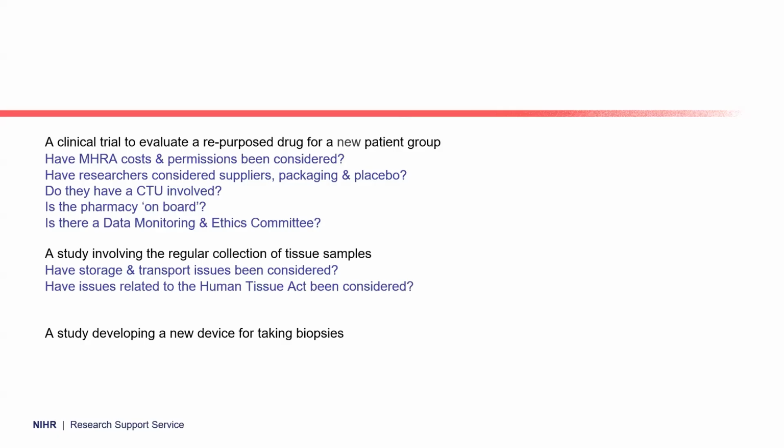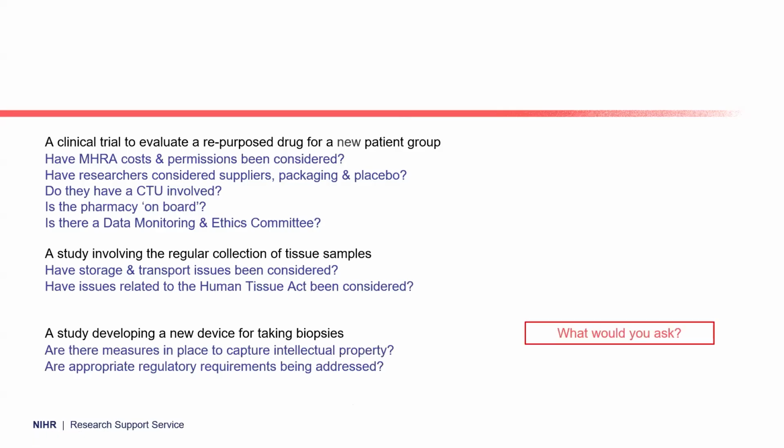A study developing a new device for taking biopsies. I think as a reviewer, you would want to know all of those things, and obviously safety issues are covered by ensuring that appropriate regulatory requirements are being addressed, which is something that you'd always look out for. And are there measures in place to capture intellectual property? And I'm sure that some of the other things you were saying were relevant as well.